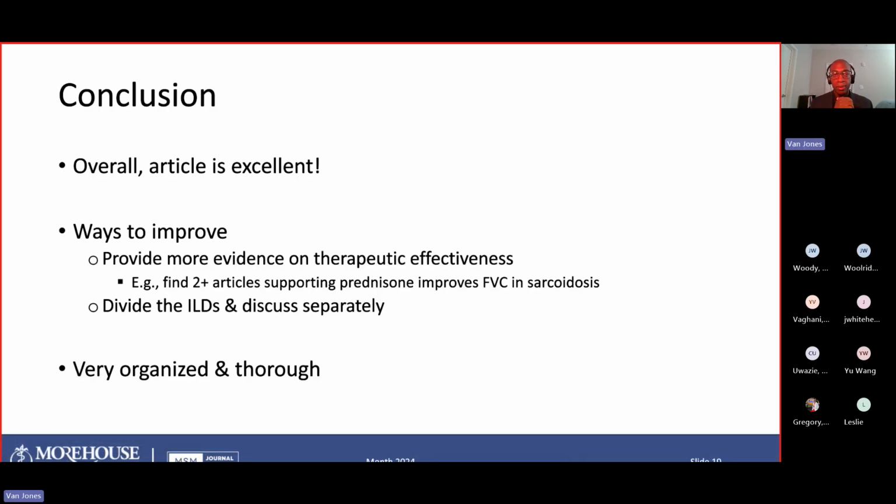My thoughts about the paper. I thought it was really good. I thought it was very well organized, very comprehensive. It broke things down very well, and it provided some evidence of the effectiveness of each of the agents.